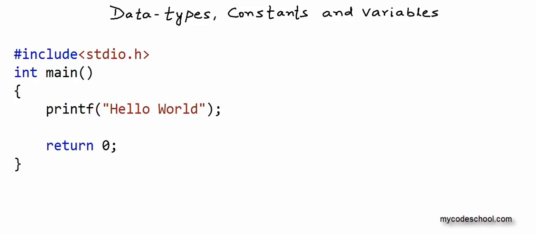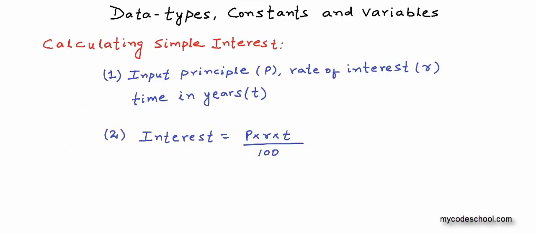Let's try to understand this through an example. Let's say we want to perform this task of calculating simple interest. The data that we will work upon will be principal amount, which will be a positive number. It can be a real number because it can have fractional part. Rate of interest, once again, can be a real number because it can have fractional part. Time in years will be a positive integer. To calculate the interest, we will have to perform 2 multiplication operations and 1 division operation. We will have to use this formula.